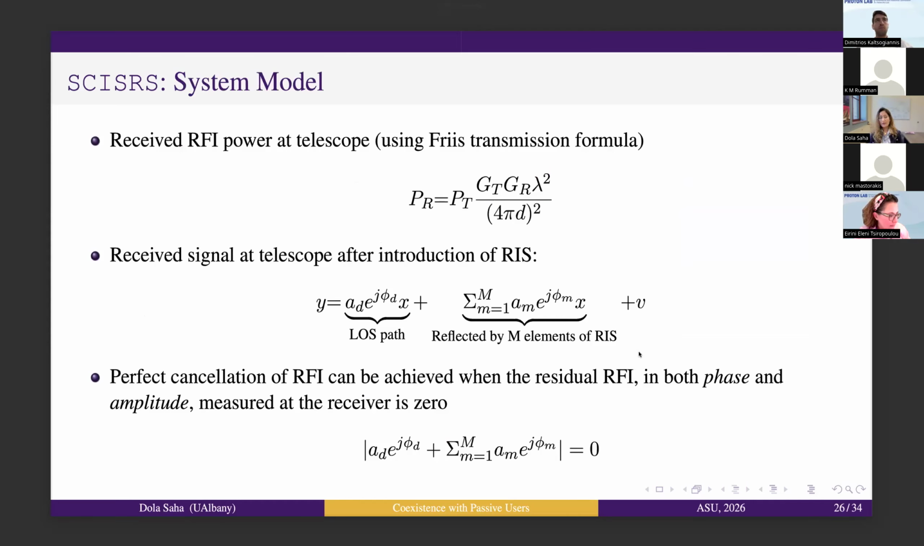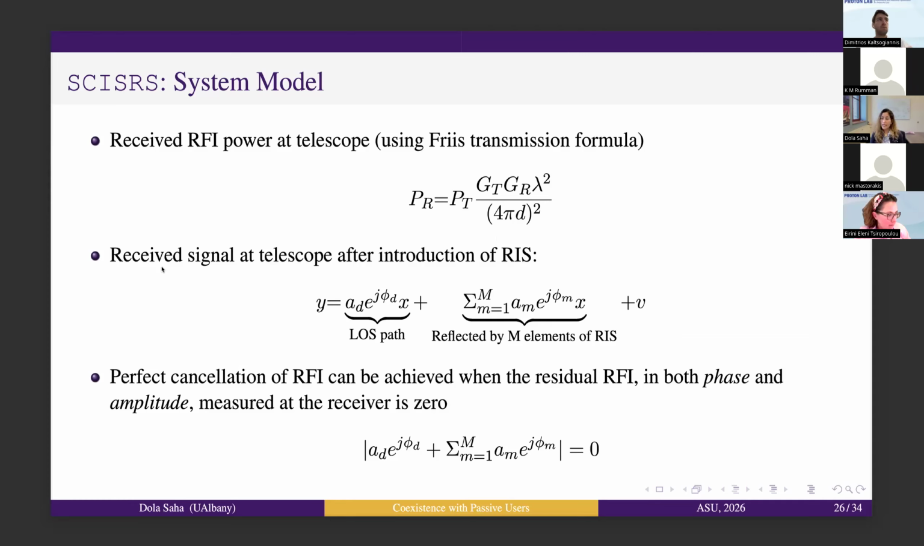So how can we do all of this? First thing is, if we have a receive power at the telescope, we can just know the receive power using simple phase transmission formula. So this is known, right?